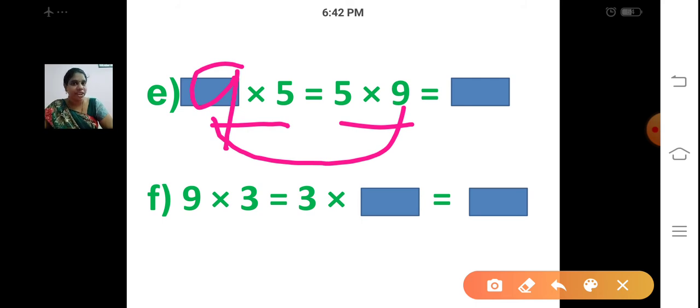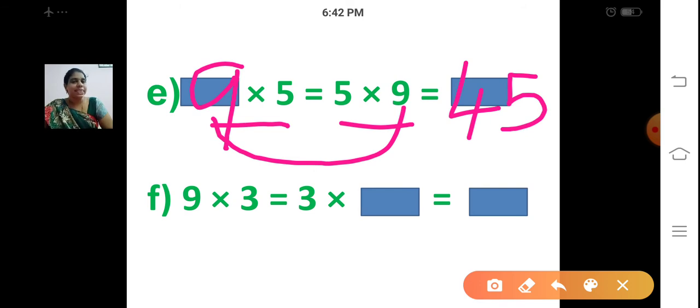Now tell me, 9 fives are, you know the 9 table, right? 9 fives are 45. Write down 45. 9 fives are 45. Shall we move on to the next one?